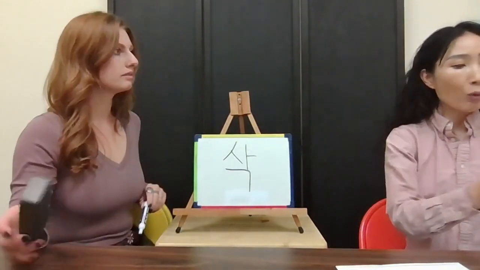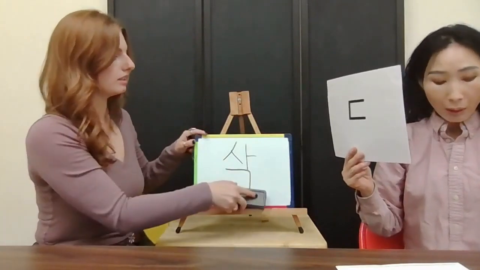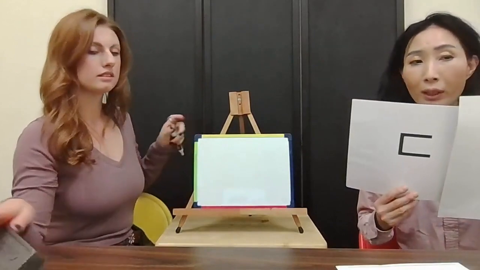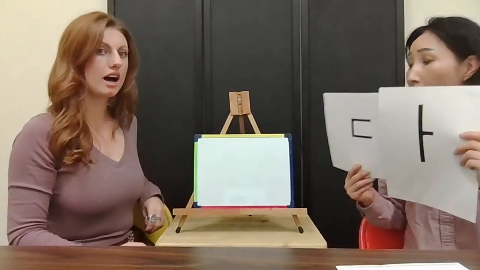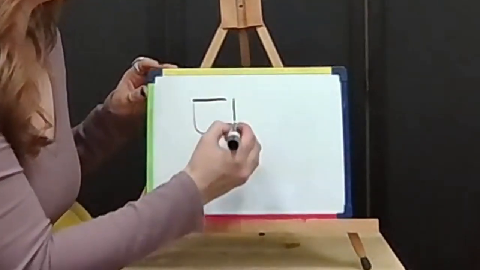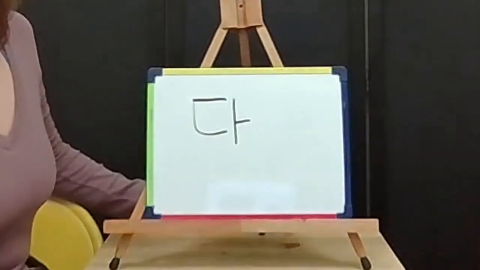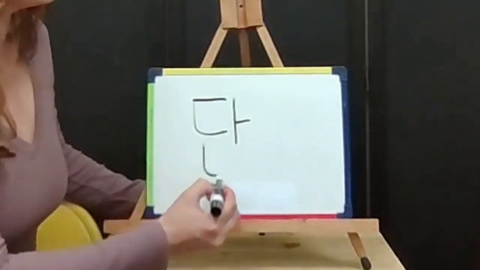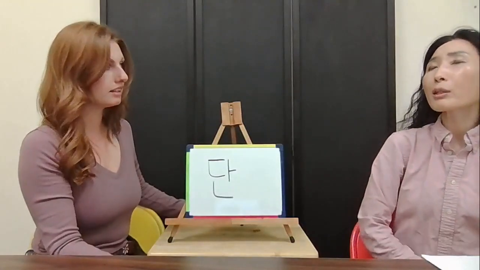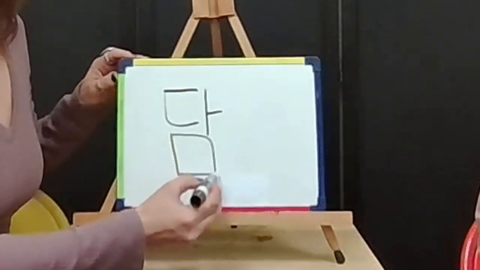Now we're gonna put the D sound, dig, and then the A sound. What sound are you gonna make? Da. Can you write the da? And then let's add 받침. I want to add the N sound, niun. Can you read it? Dan. Now let's put the M sound, 미음. 하나, 둘, 셋.